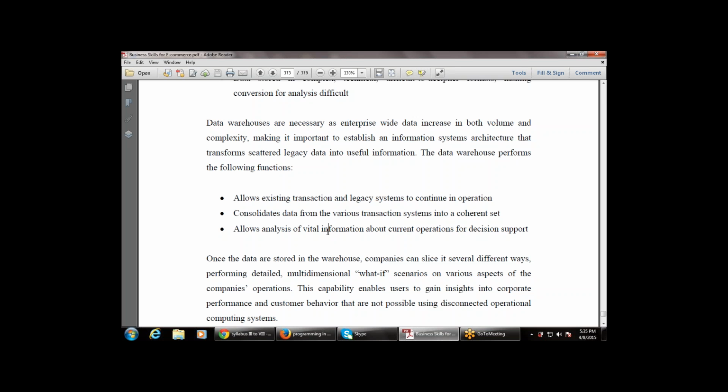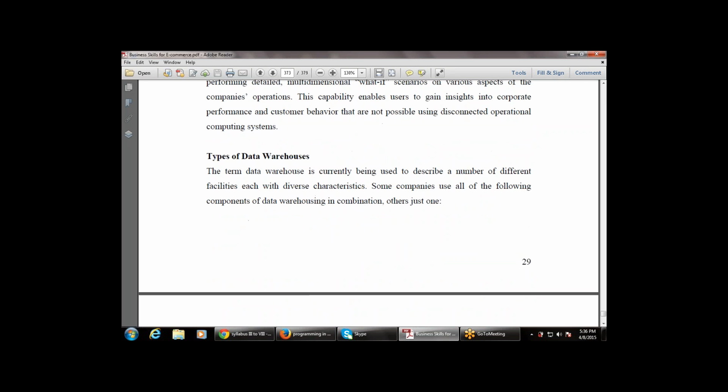And once the data is stored in the data warehouse, companies can slice it in different ways and perform multidimensional, what-if analysis on various aspects of the company's operations. This capability allows them to gain insight into corporate finance behavior that is not possible using disconnected operational computing systems.